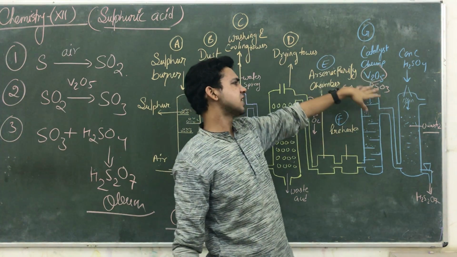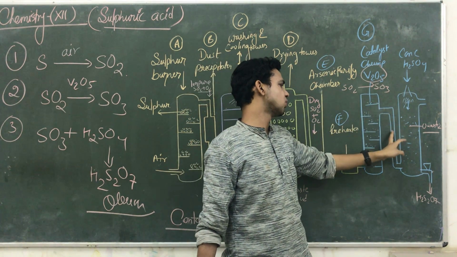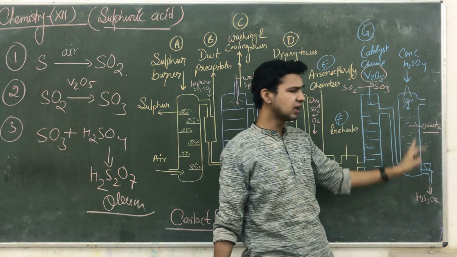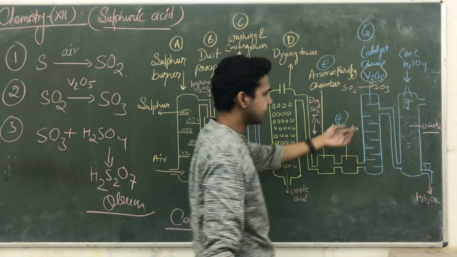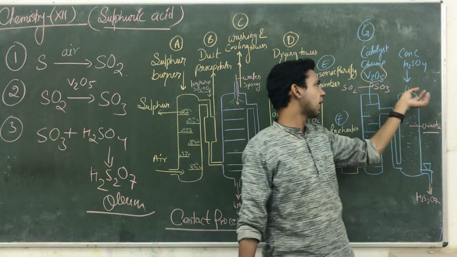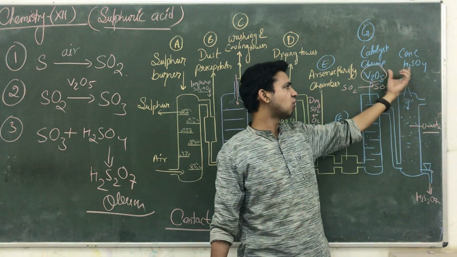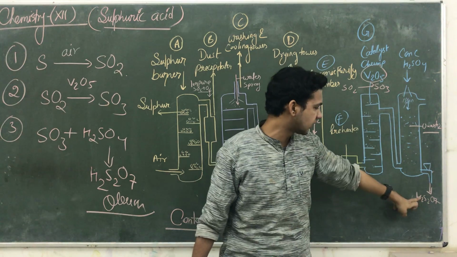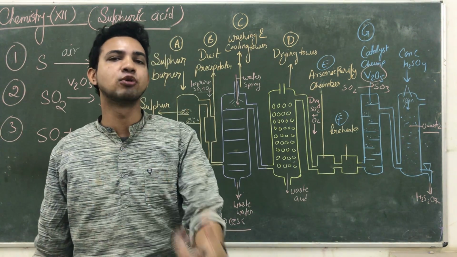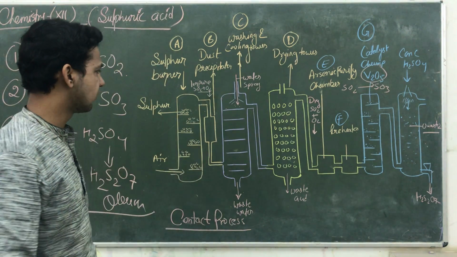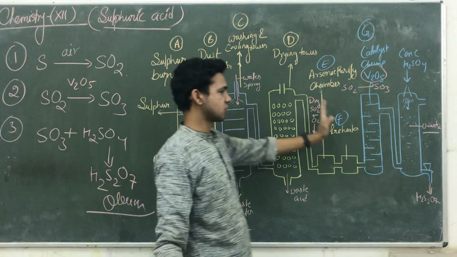When the trioxide is formed, it moves to the last chamber, the acid shower chamber, where a shower comes from the above side. So what happens? यहाँ पे SO3 जो होगा वो H2SO4 के कांटेक्ट में आकर क्या बना देगा? H2S2O7, and we are going to collect a large amount of H2S2O7. So it is a step-by-step process.